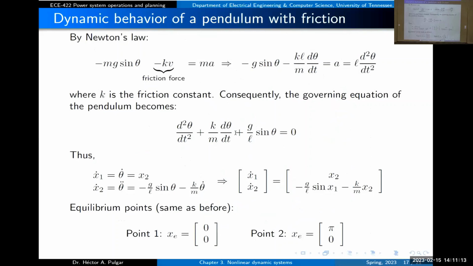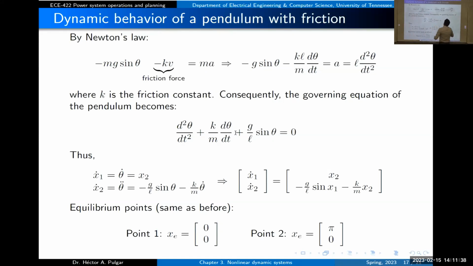Now, what would happen if we add friction? So what is the difference in our model? Well, the difference is going to be this friction force, which is going to be negative. It's always in opposition to the movement. And this is going to be proportional to the speed. We will assume some constant here.